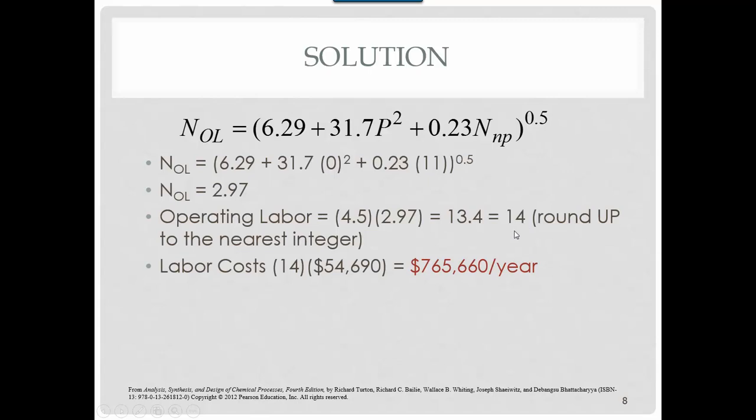Now here's one of the tricks. You've got to round up. You can't hire 0.4 of an operator. And if you only have 13, then you can't cover everything. So you always go up. If it's 13.1, you go up. So I'm going to have 14 operators required times the labor cost, and I just use the annual wage that was over there. And I come up with $766,000 per year is what's going to be required.